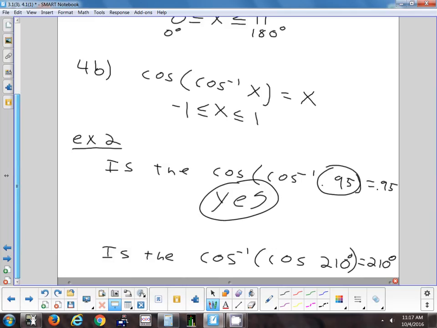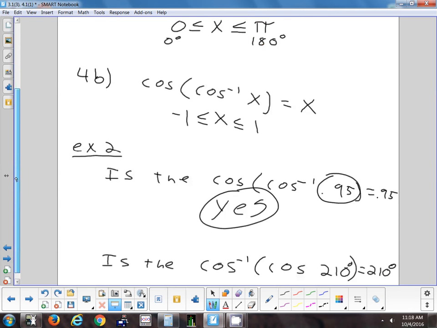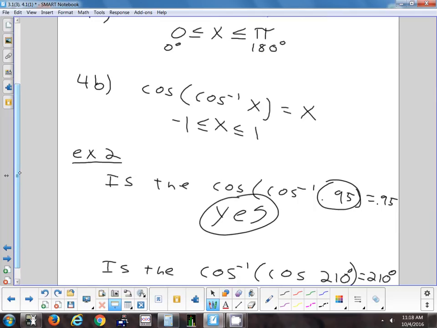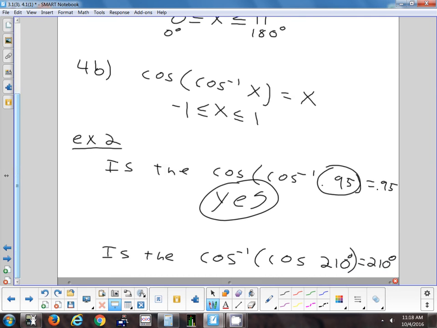Okay, and Alyssa, how about this one? Is the inverse cosine of the cosine of 210 going to equal 210? It's more like formula 4a. So does our argument fit what it should be between? No, this one does not work.